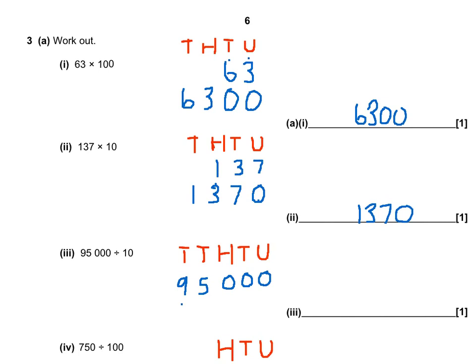So the 9 is going to move into the thousands column, the 5 into the hundreds column. The 2 zeros, well, this 0 is now going to move down to here, and this 0 will now move down to here. I don't need to worry about the other 0 because I've just got the decimal place coming next, so it's going to be 9,500.